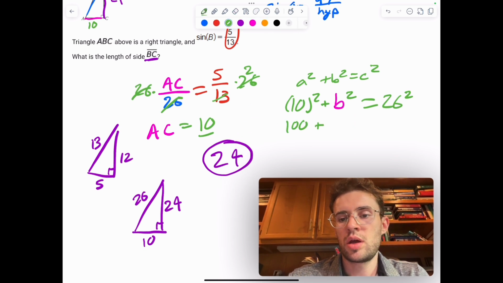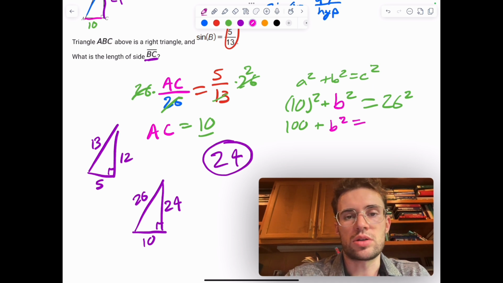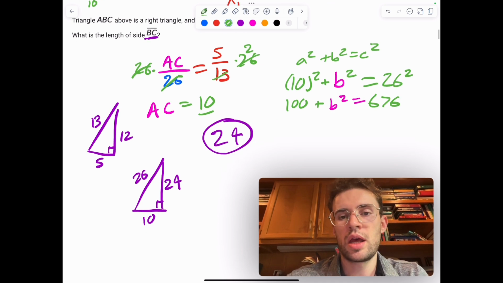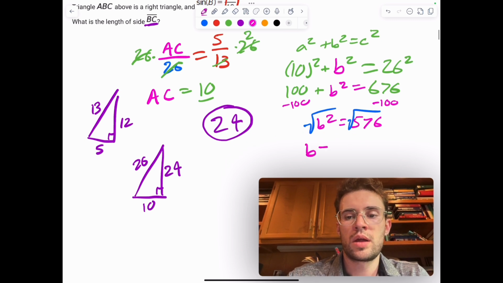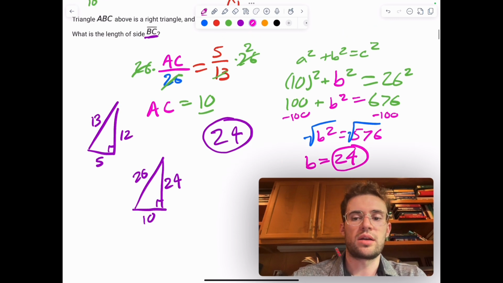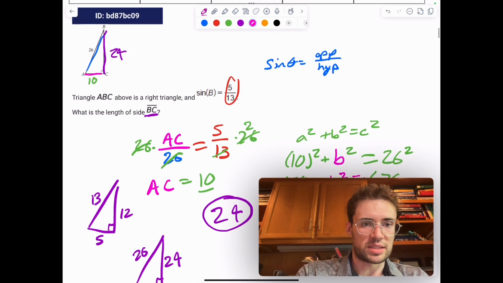So this would be 100 plus b squared is equal to 676, 26 squared. And then you would just subtract 100 from both sides. Get b squared is equal to 576. And then take the square root of both sides to get b alone, which would be 24. Right? So in either case, you'll get b is 24, b being the side BC.